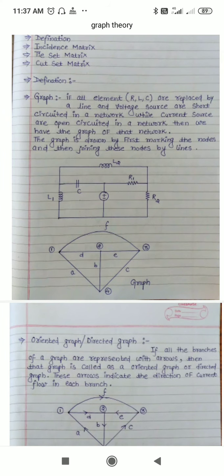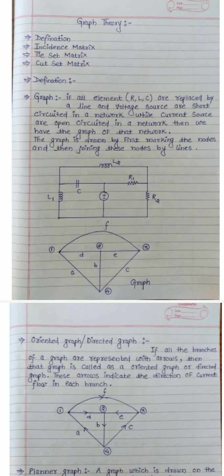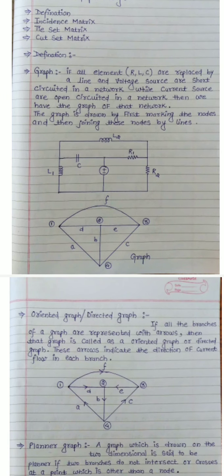Suppose in this circuit, we mark all the four nodes, and the inductor, capacitor, resistor are replaced by lines and the voltage source is short circuited, then the graph is drawn. Below here the graph is drawn of this circuit.